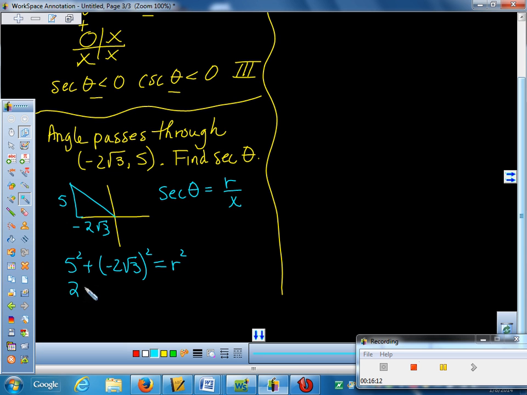Okay. Now, my question is, what do you get when you square 2 square root of 3? 4. When you square the square root, you get 3, so you get 12. Which means that adds up to 37. Which means r is a little over 6, but we're going to go with square root of 37. We don't go to decimals. Okay, so now, name the answer.